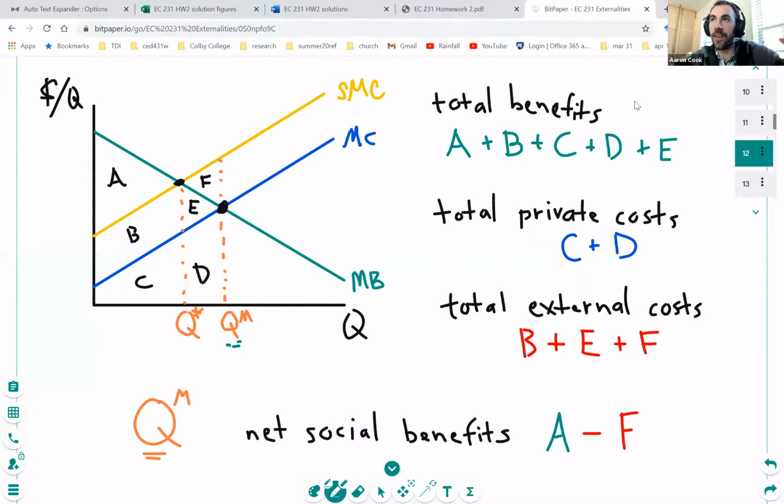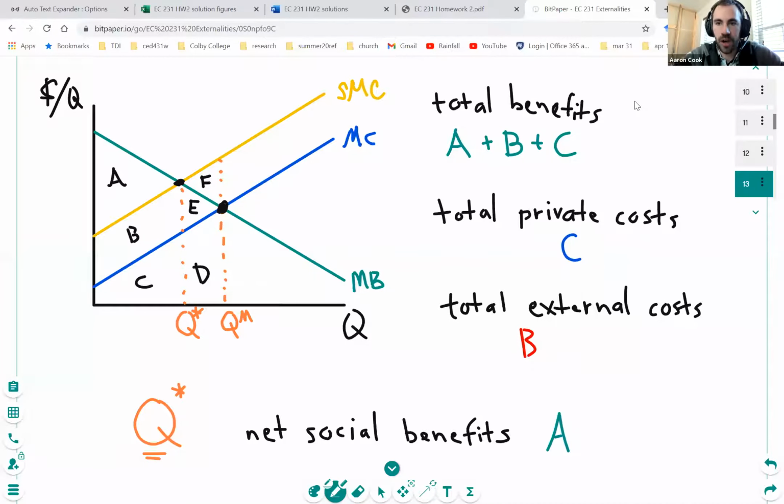That's the net gains to society as a whole as a result of producing QM. And then we ask ourselves, can we do better than that? Because we know that there's some harmful effects, are we able to choose a different quantity which could actually produce better overall outcomes in society? And so that was the case of Q star, where we saw that if we reduce our production a little bit from QM to Q star, we end up noticing that we can do better.